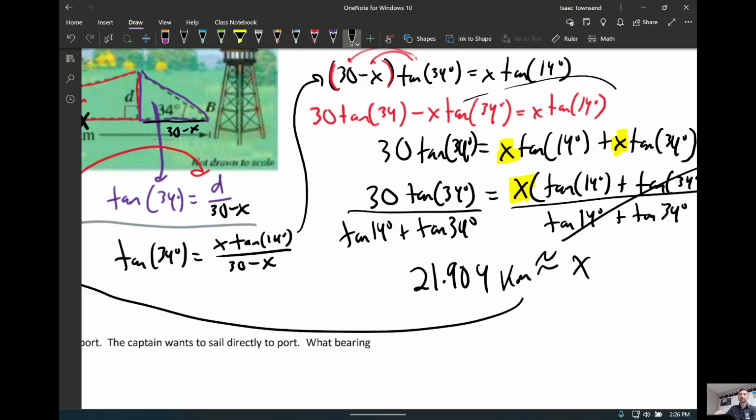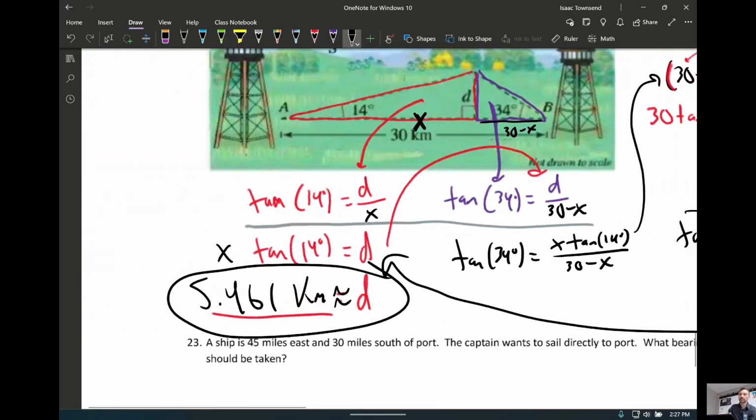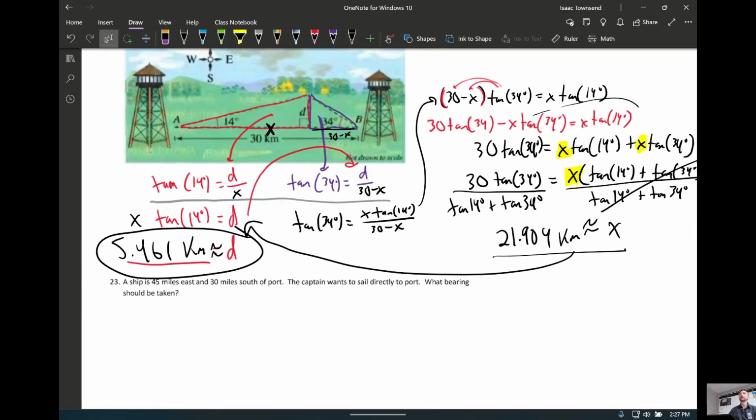I multiplied both sides by the denominator so I didn't have a fraction. I distributed this number so I didn't have parentheses. I put all the x's on one side, just like every time you solve an equation. Both of these have an x, you can factor out an x, and then undo times with divide. Threw all this in the calculator to get x, and then once I knew how big x was, I multiplied it by the tangent of 14 to figure out what d was. So, pretty challenging algebra question, but again, individually those steps are all things that you guys have done.